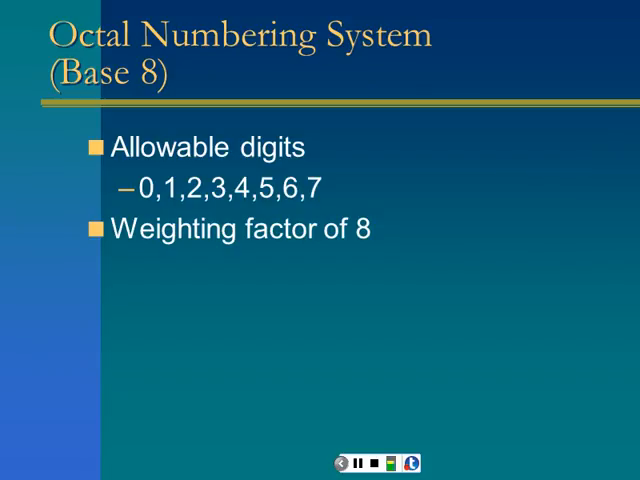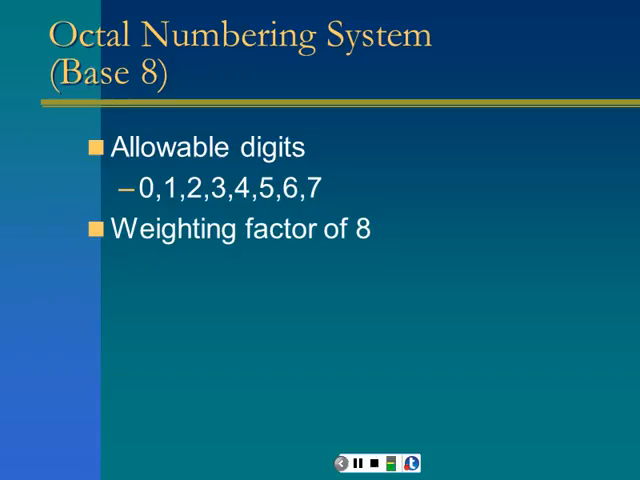Okay. In octal, we have 8 allowable digits. It is a base 8 numbering system. It's very rarely used anymore. I want to show it to you because this is kind of where PLCs came from, and I want you to know a little bit about octal. Everything is weighted in eighths.